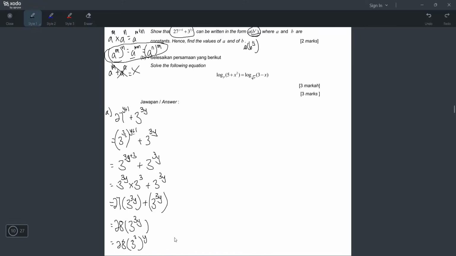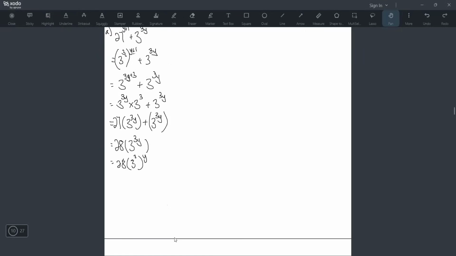Because if I write the y inside, I cannot do 3 power y. But if I write the 3 inside, I can solve this using a calculator, right? So now you can easily do this. You'll get 28 bracket 27. So this is 27, and then the power y, just write inside like this. So this is the answer, right?